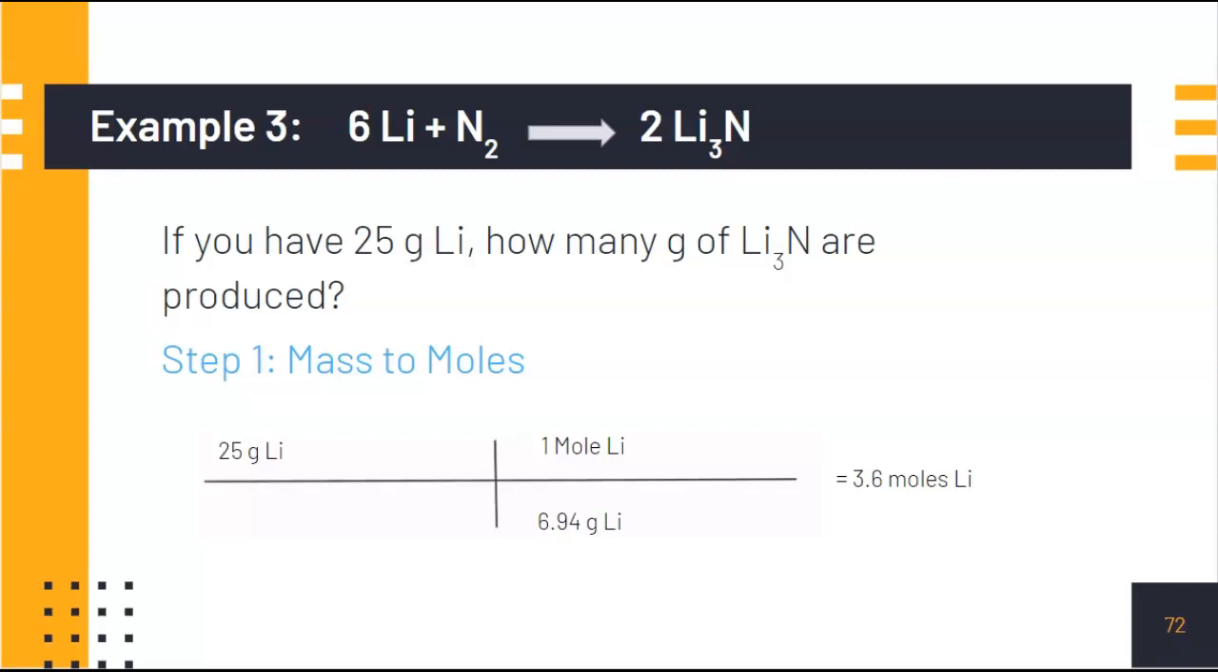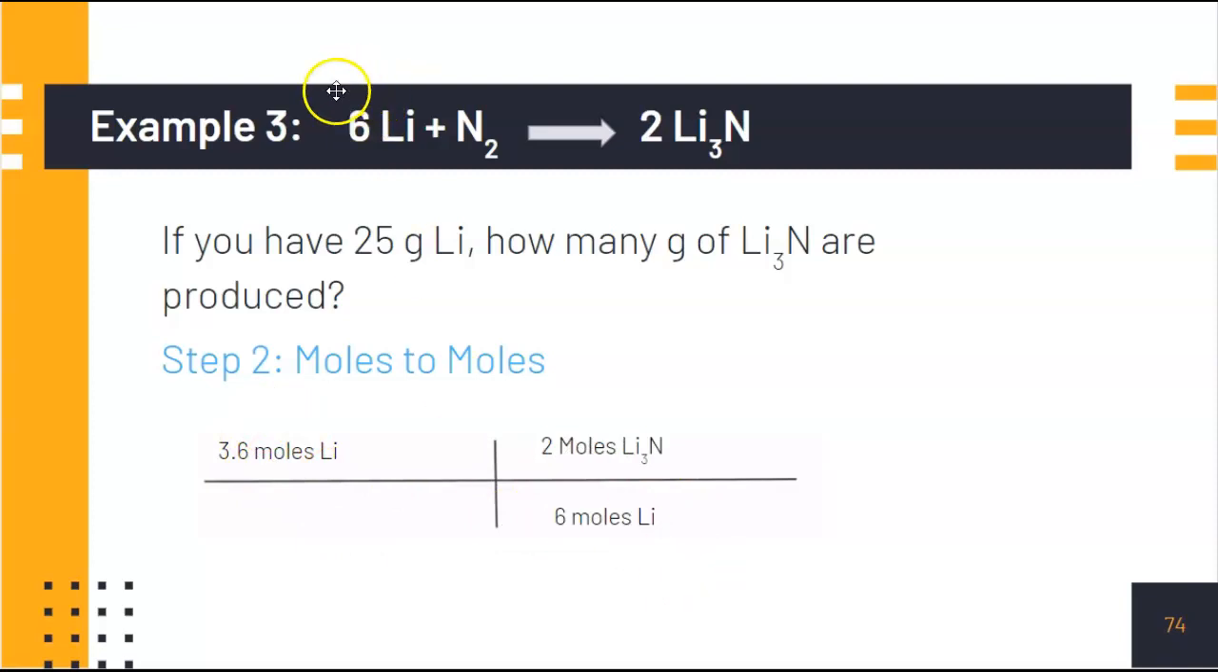Cool. Now what? Well, eventually I want to get to this lithium nitride stuff. So my step 2 is a mole to mole step to get from moles of lithium to moles of lithium nitride. I got 3.6 moles of lithium. I want to figure out how many moles of lithium nitride that'll make. What's going to go down here? This is what I want to cancel, so moles of lithium goes down here. I look for my coefficients. I see there's a 6 here, so I put a 6 here. I see there's a 2 here, so I put a 2 right there. And now I do 3.6 times 2 divided by 6, and that gives us 1.2 moles of lithium nitride.